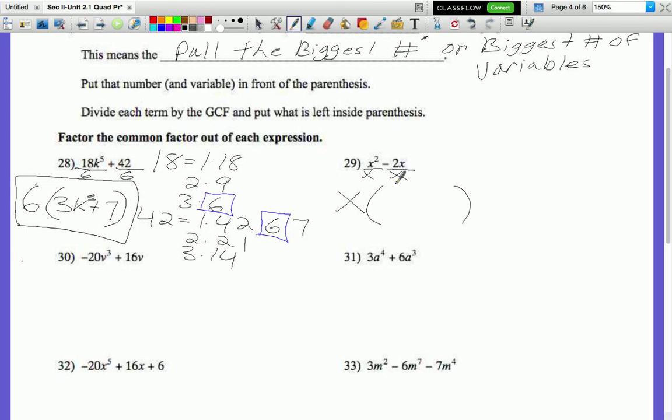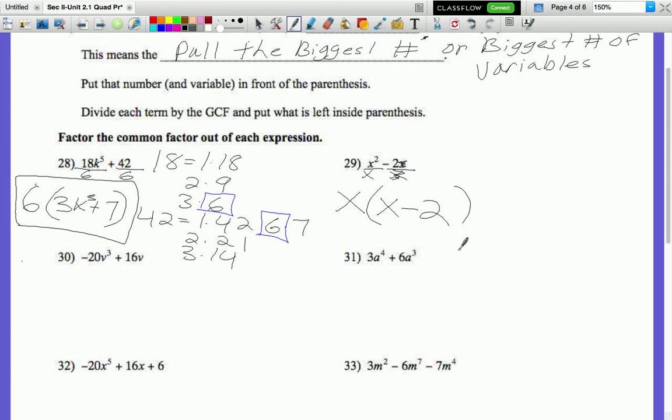Now x squared divided by x takes us back to the last 3 days. You subtract exponents. 2 minus 1 is 1, so we have an x left over. Negative 2x divided by x, well, we have an x on top and an x on bottom. So what's left over is x minus 2.